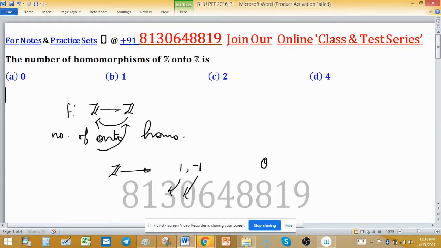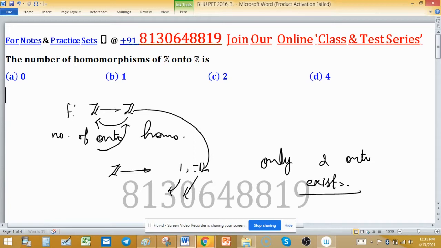It means only two onto homomorphisms exist, because the image set, the codomain, has two generators, 1 and minus 1. It means that they have pre-images in the domain and generate the entire domain. So there are only two homomorphisms. So option C is correct.